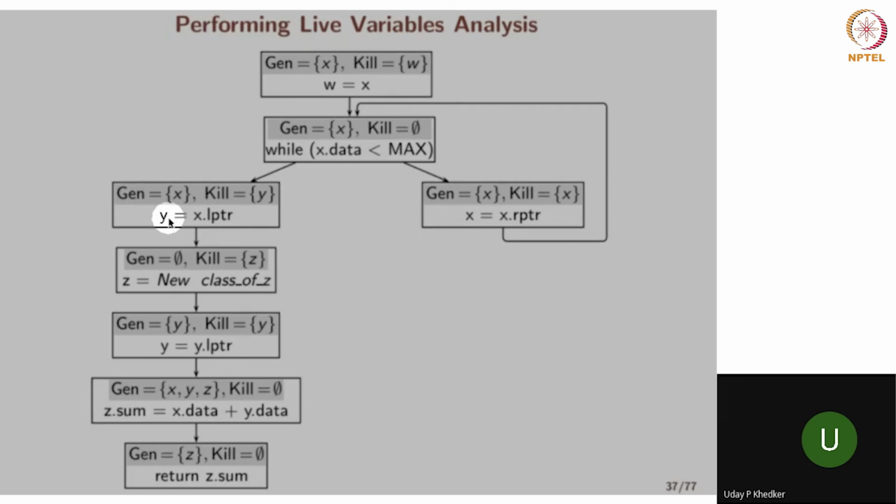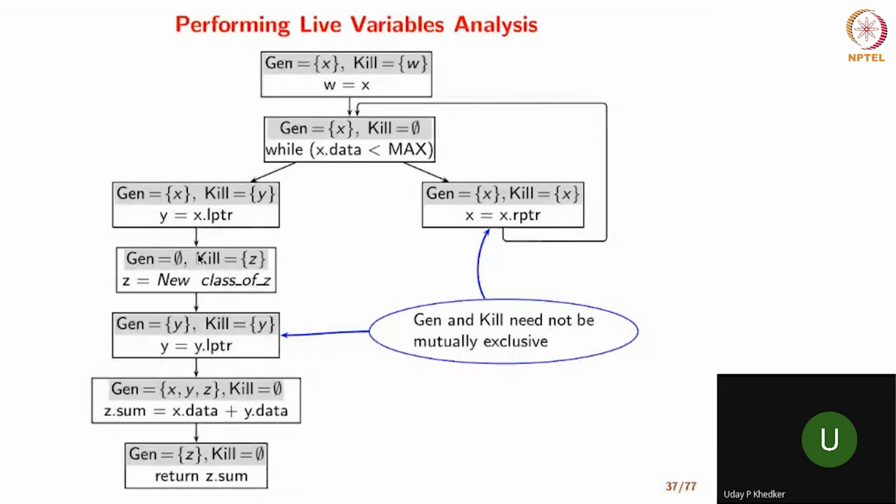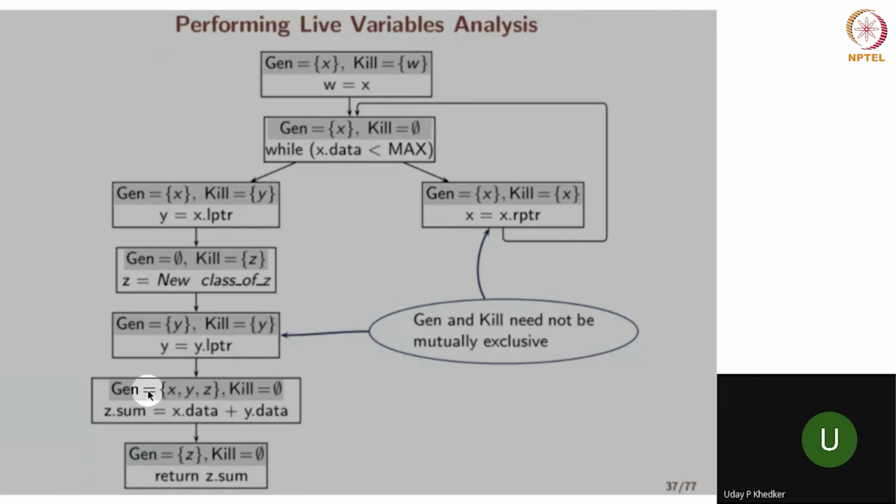Okay, so for this particular statement, observe that liveness of X is generated and liveness of Y is being killed. For this statement, the liveness of Z is killed and no liveness is generated. In this case, liveness of Y is generated as well as killed. In this case, the liveness of X, Y, Z is generated and no liveness is killed.